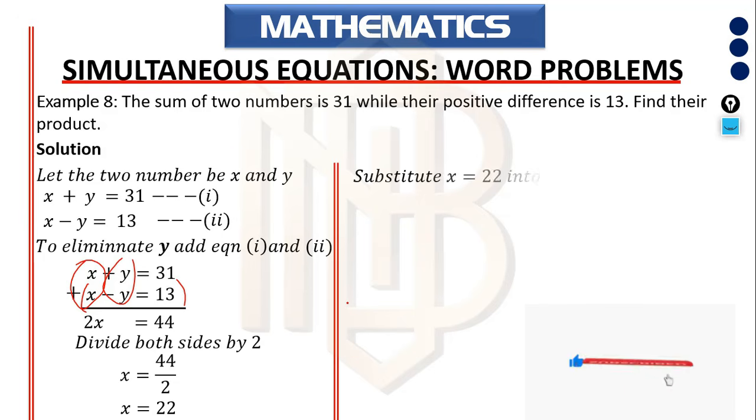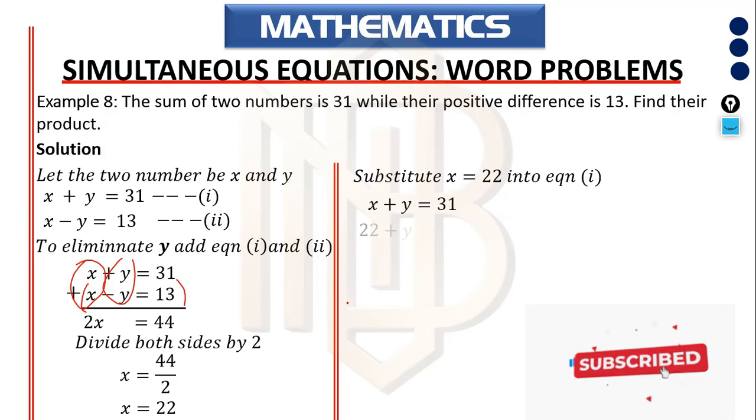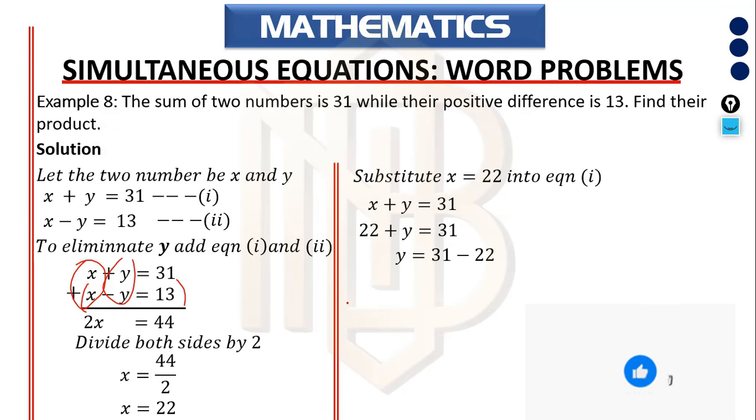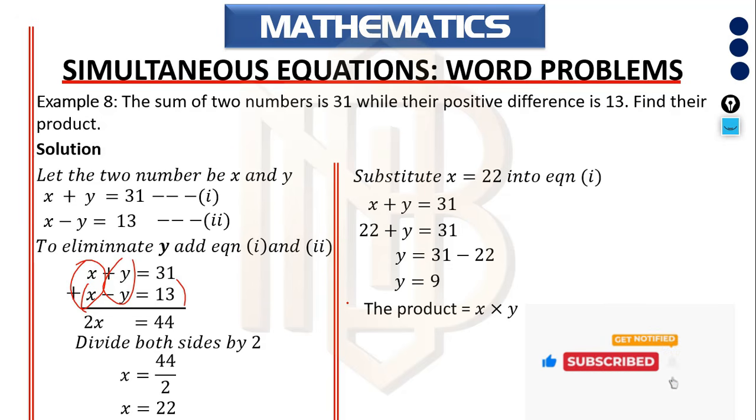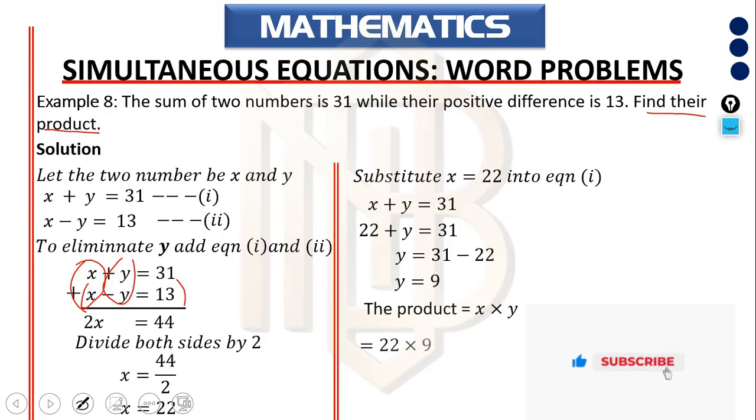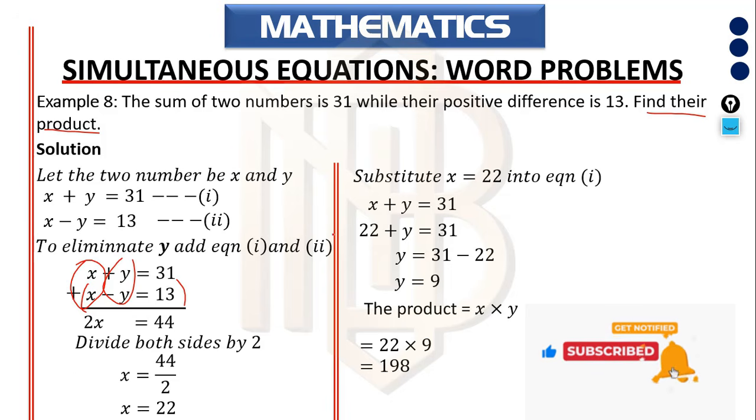So you substitute the value of x into equation 1. You can use either equation 1 or equation 2, but we're picking equation 1 in this case. That implies that we have 22 plus y equals 31. y equals 31 minus 22. So y equals 9. Okay, the product, of course, which is what the question says. The question says that we should find the product. The product is going to be 22 times 9, which is going to give us 198.